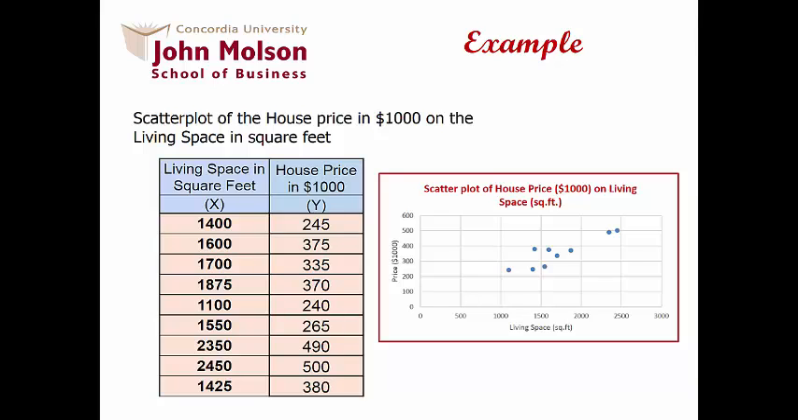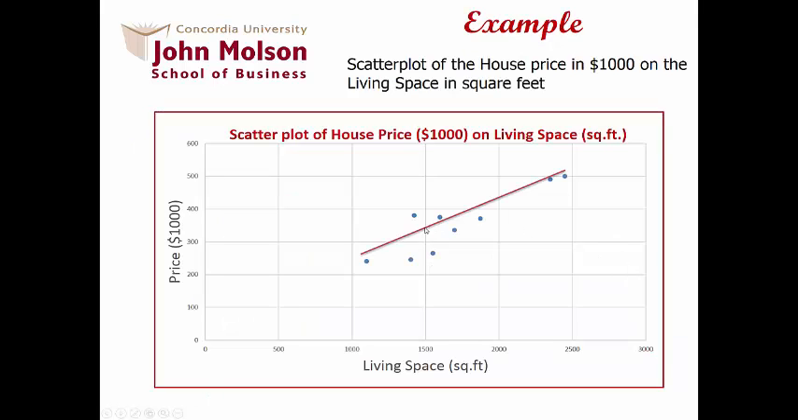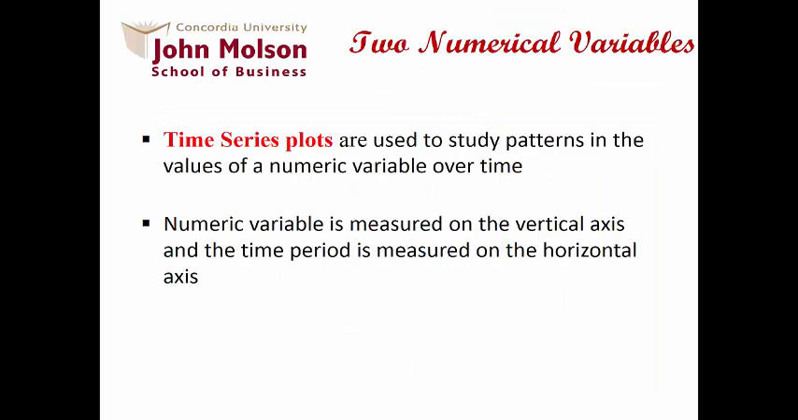So we want to see this in a graph, and this is the scatter plot. What does the scatter plot tell me? It shows something that I have expected: as the living space increases, the price will increase. Somehow, I could build a line through the data. This line is called a trend line. So when we have two numerical sets of observations, we use a scatter plot to give us an approximate shape of the distribution.